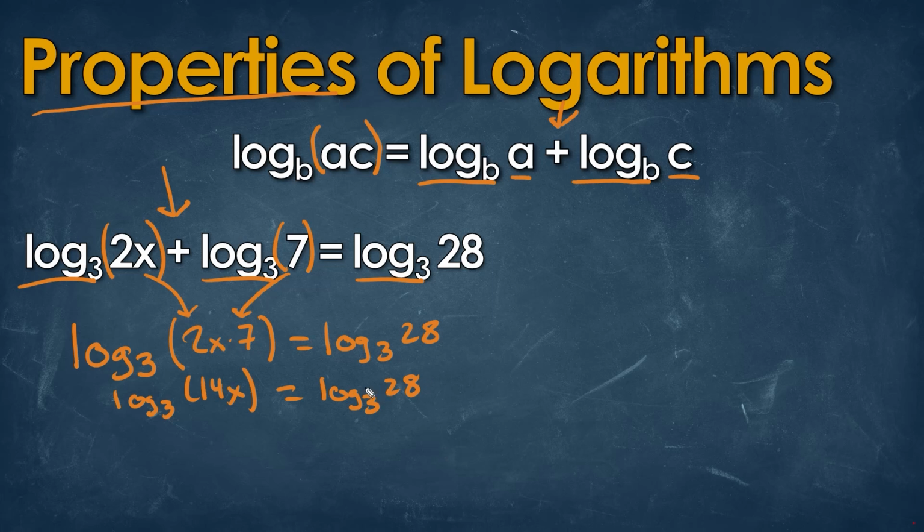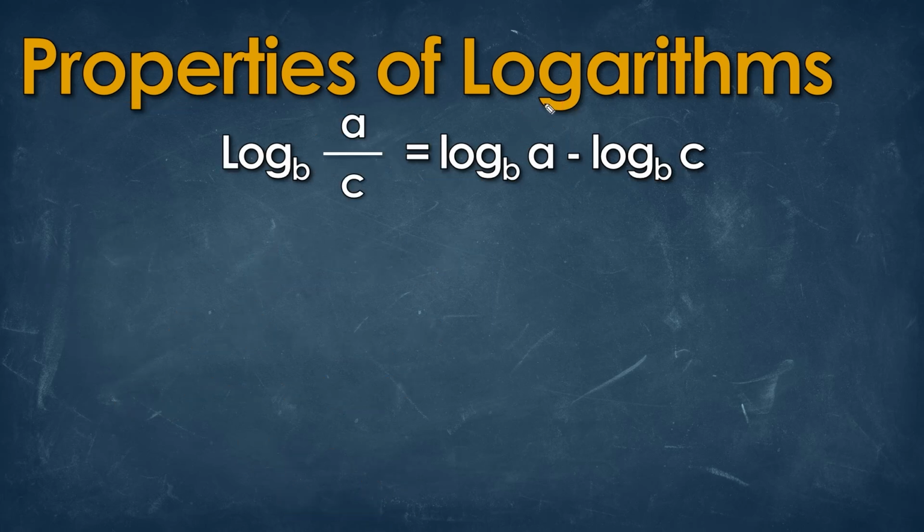Now, given that we just have a single log on each side, we can just take a look at the information that's inside. So we could see that we have 14x is equal to 28, so x would be equal to 2.